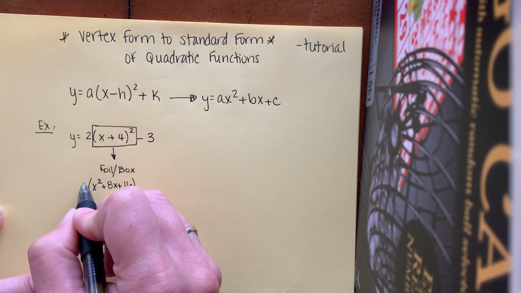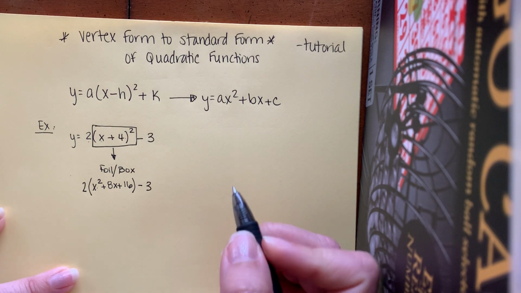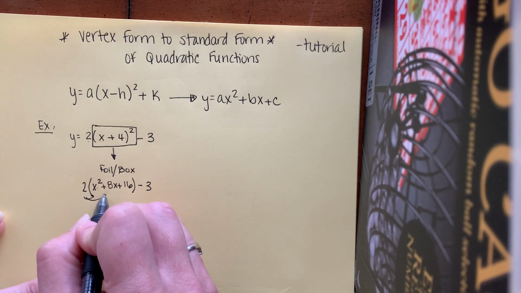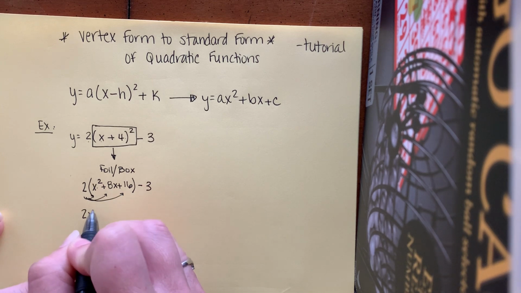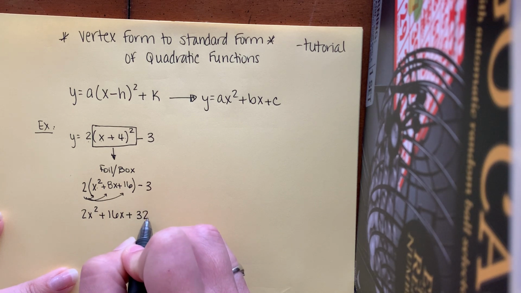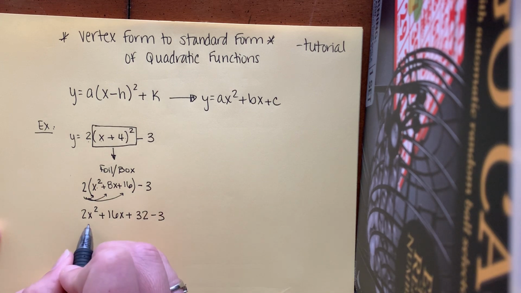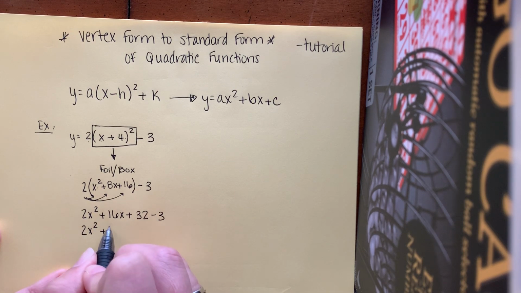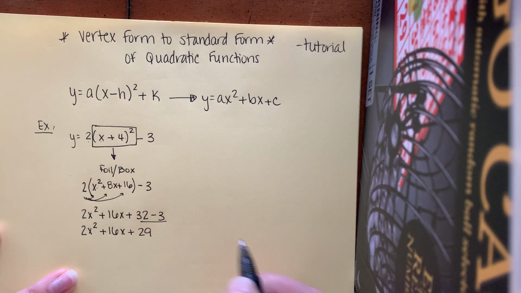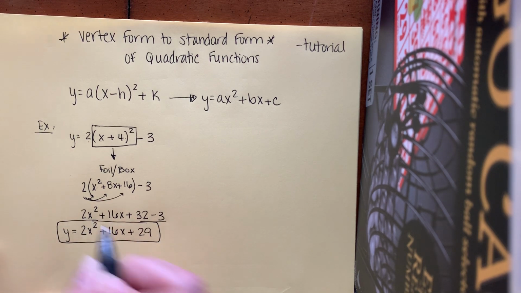Put that back in its house because I have this 2 that's going to come down, and that -3 that's going to come down. Now, order of operations, I'm going to multiply, so I need to distribute my 2. So I get 2x squared plus 16x plus 32. Don't forget about your -3 out here on the end. And then I can combine like terms. So I've got 2x squared plus 16x, and when I put 32 and -3 together, I get 29. So y equals 2x squared plus 16x plus 29.